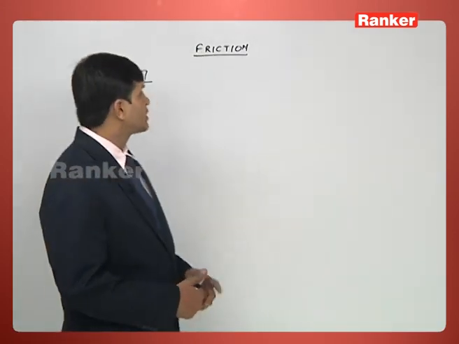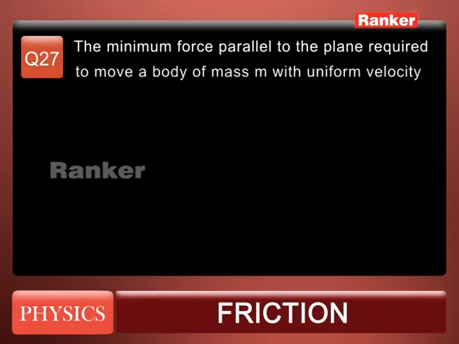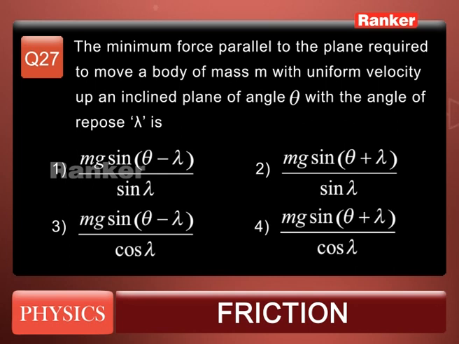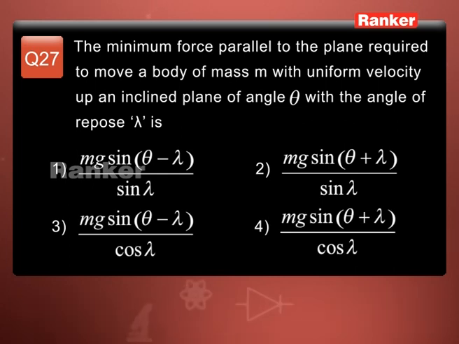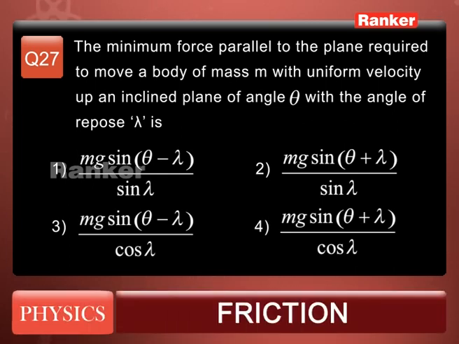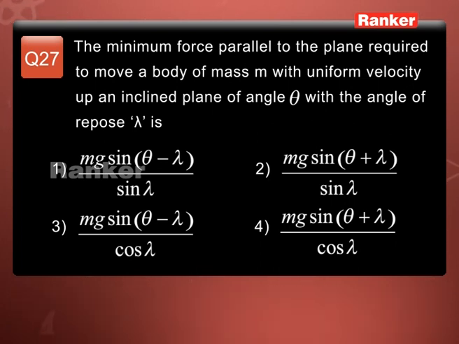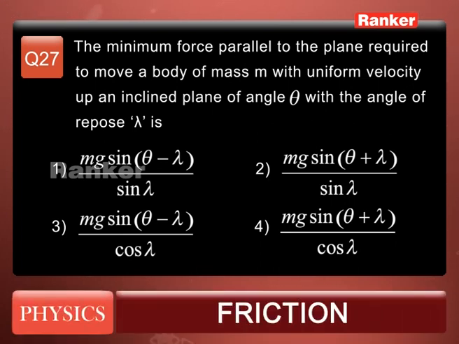Now see the question number 27. The question is that the minimum force parallel to the plane required to move a body of mass m with uniform velocity up an inclined plane of angle theta with the angle of repose lambda is. The first option is mg sin(theta - lambda)/sin lambda, and the second option is mg sin(theta + lambda)/sin lambda.